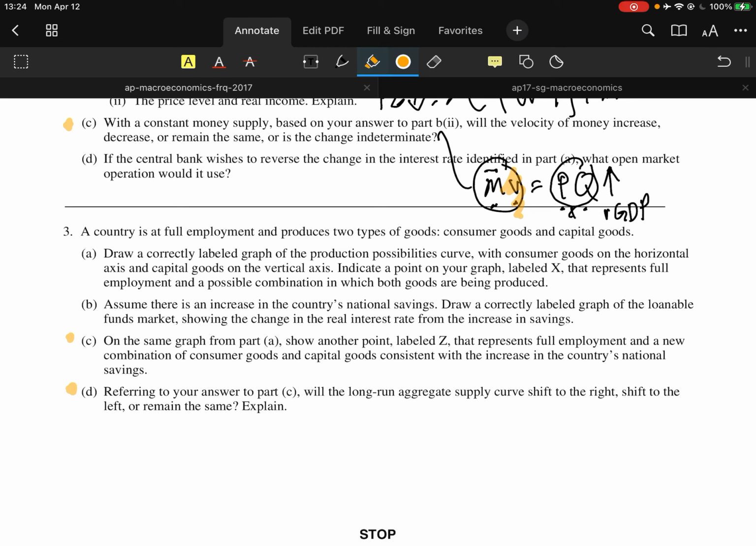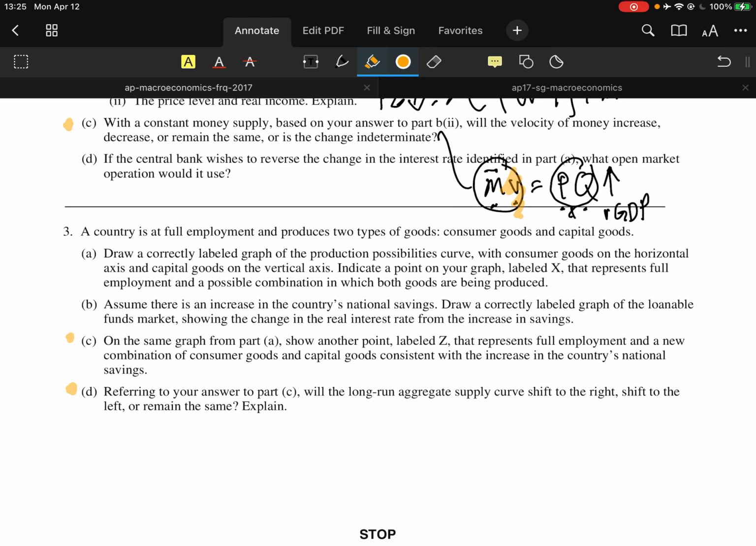Now assume that there's an increase in national savings. That's an increase in the supply of loanable funds, which causes a decrease in the real interest rate. Now if real interest rates have gone down, that means there are more savings and a lower interest rate, which encourages firms and interest-sensitive consumption spending. But we care about the firms in this case because we're talking about consumer goods and capital goods.